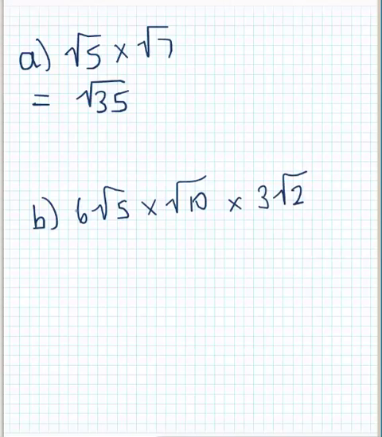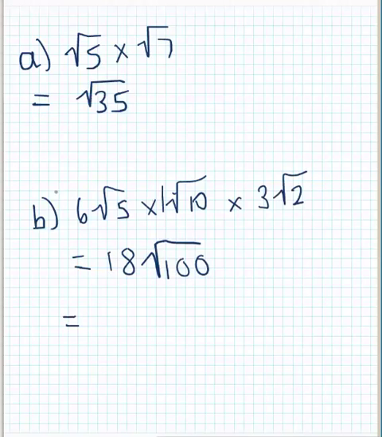So the 6, there's a 1 there, but 6 times 1 is 6. And 6 times 3 is 18. So on the outside, my whole number is 18. Under the square root, I have now 5 times 10, which is 50. And 50 times 2, which is 100. Okay, and we're done when it comes to multiplying and simplifying this part here.